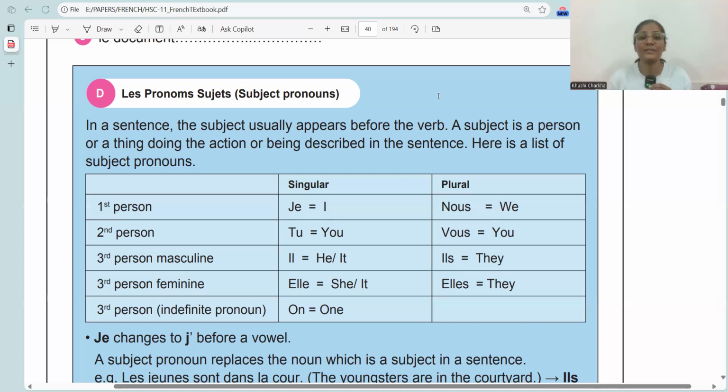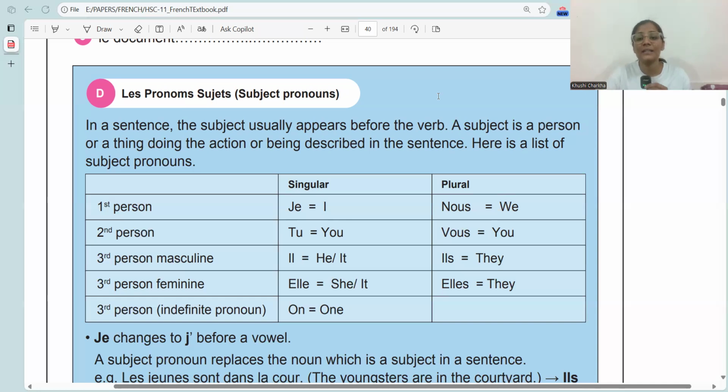Elle is third person feminine singular. And on means one or we. Like one should be honest, one should be truthful, that one in a general sentence. Now moving on to the plural part. In the plural part we have nous, nous means we. Then we have vous, meaning you plural, or you for respect. We'll look into that later.